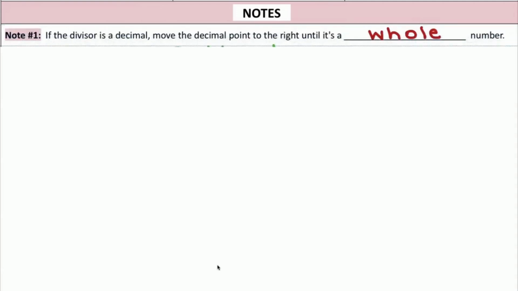Our notes are going to be really helpful today. If you need any help, you can always refer back to these. So we'll take all of our notes, and then we'll practice with some more examples. So our first note is, if the divisor is a decimal, move the decimal point to the right until it's a whole number.